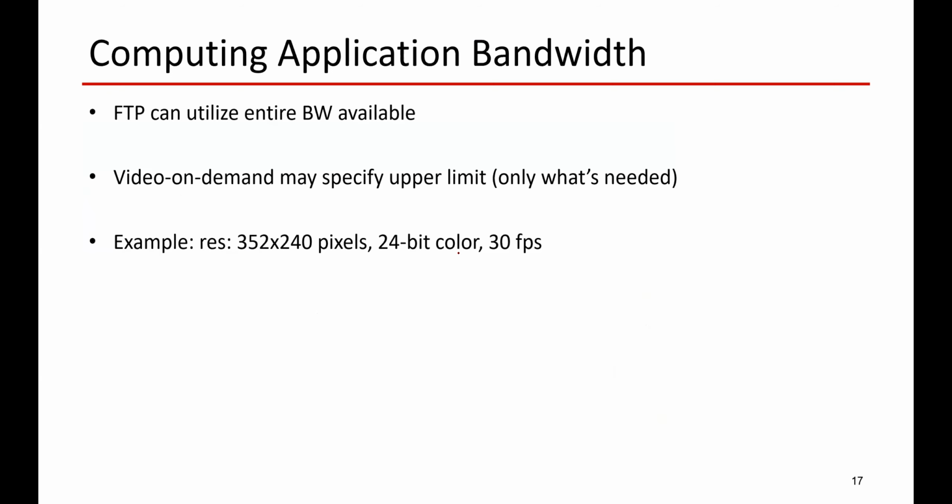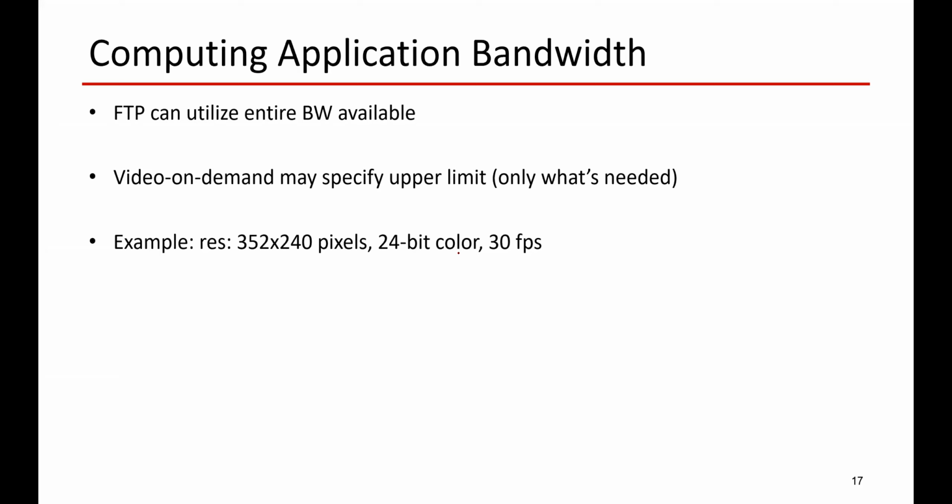So let's compute one more example. Thank you, Yang. So, computing application with the bandwidth. FTP utilizes the entire bandwidth which is available, but VOD may specify an upper limit, only what is needed. Why is it? The purpose of FTP is to deliver the whole file in the fastest way. And video on demand only requires a small portion of the bandwidth, right? Therefore some other application may share the bandwidth.